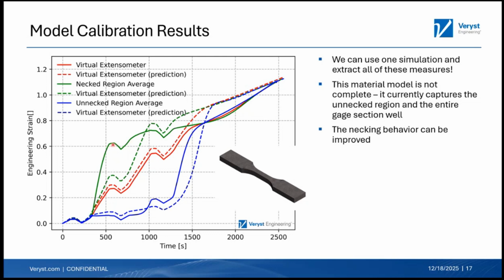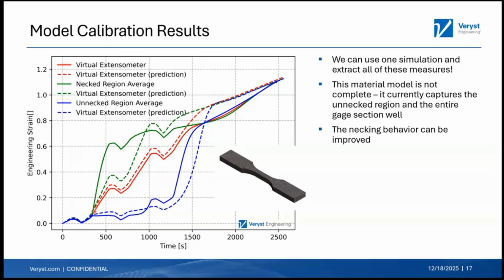So the green is what's happening in the necked region, the blue is what's happening in the unnecked region, and the red is what's happening as the virtual extensometer. Right, and you can see I've got 3 different strain histories. They start together, and then somewhere here at about 300 seconds, you see that the unnecked region just goes completely flat. I'm not getting any strain there. We do unloading, no strain, and then it starts to increase and it comes up here.